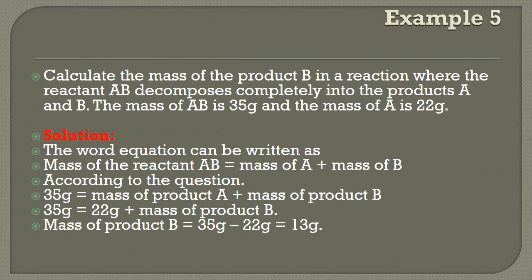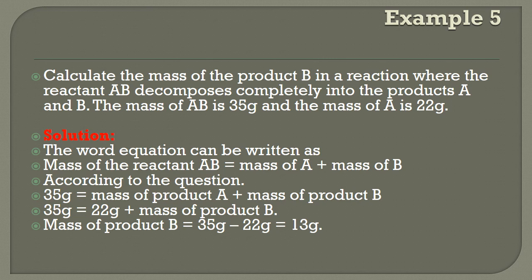Now proceeding to example number 5. It asks to calculate the mass of the product B in a reaction where the reactant AB decomposes completely into the products A and B. The mass of AB is 35 gram and the mass of A is given as 22 gram. Now proceeding to the solution.